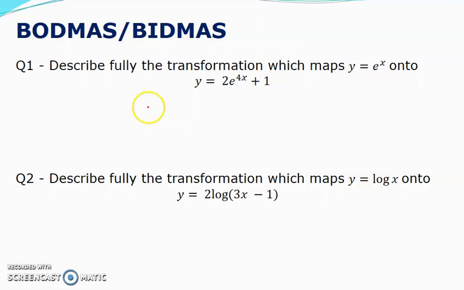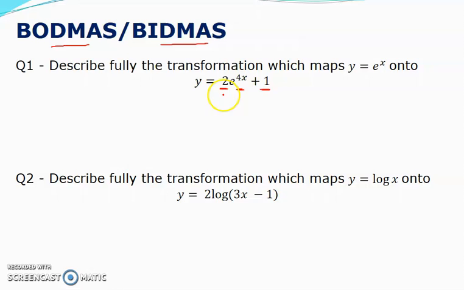So this first question, or PowerPoint slide, talks about BODMAS or BIDMAS, whatever you want to call it. I want you to be aware of when BODMAS can be seen to work and when it doesn't. So this first example, you'll notice there are three transformations. I've got one here, which is a stretch, another stretch, and one here, which is a translation. Now you need to think about which way it goes.